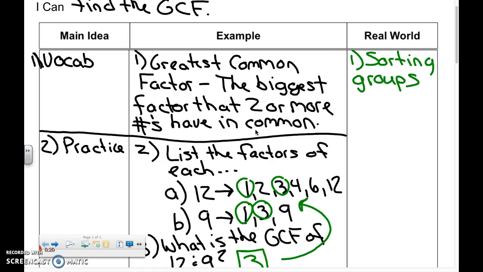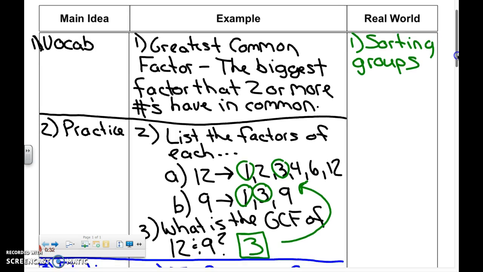Vocab, greatest common factor: the biggest number that two or more numbers have in common as a factor. By the way, when you find greatest common factor, could you have more than two numbers you're dealing with? Yes, but you have to be dealing with at least how many numbers? Two. You wouldn't have anything in common if you didn't have at least two numbers.